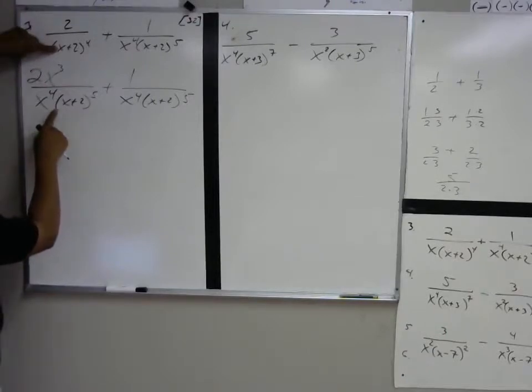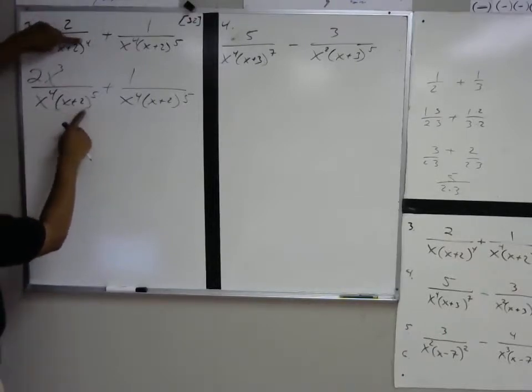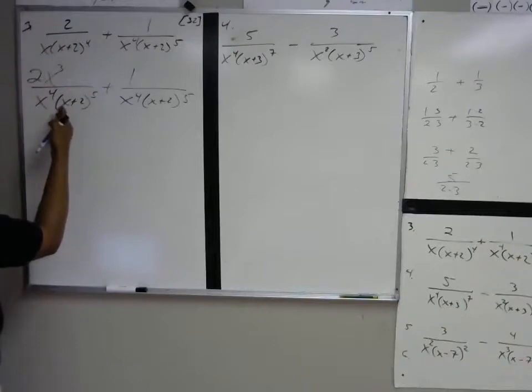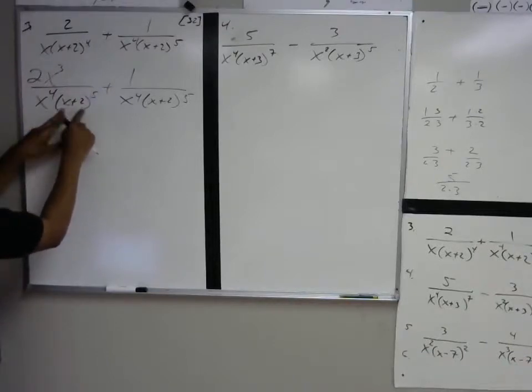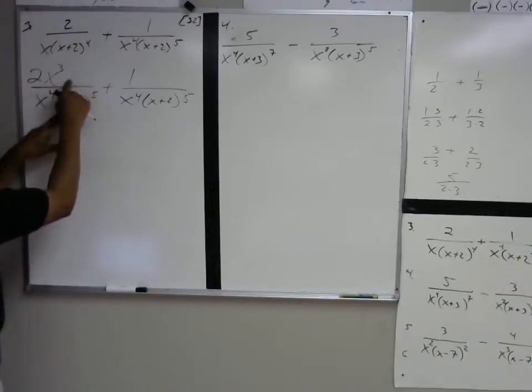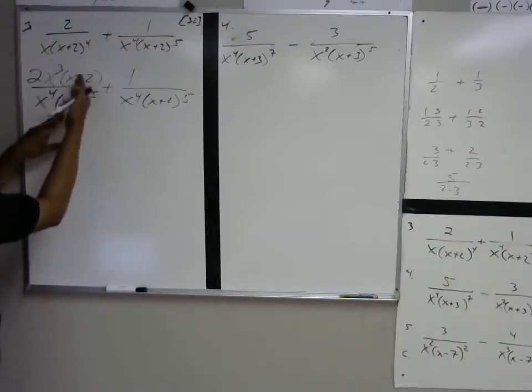Here, I see that I had x plus 2 to the fourth, and I had x plus 2 to the fifth here. So that's an extra x plus 2. That's an extra x plus 2. So let's put an extra x plus 2 here. All right, so that fills in everything.